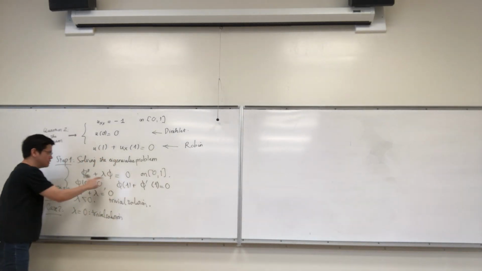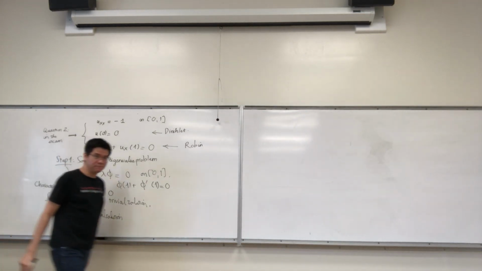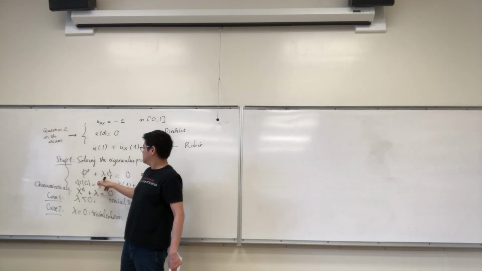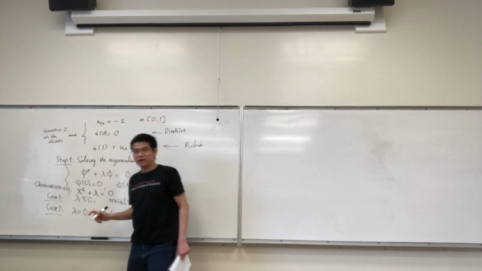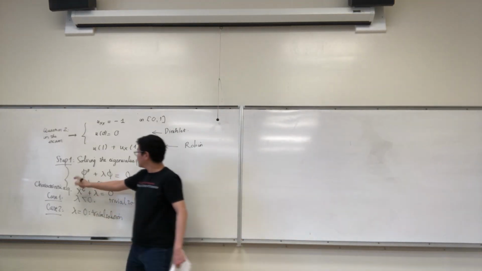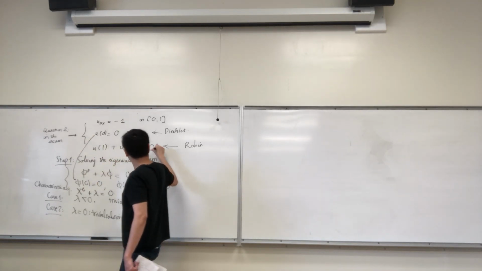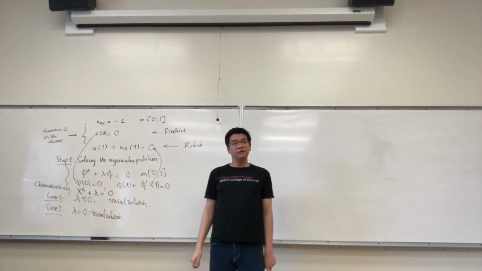So this is basically the eigenvalue problem, right? You have this Laplace operator plus lambda phi is 0, and you have the same boundary condition. This boundary condition is moving here, and this boundary condition is moving here. Is it clear? Questions?